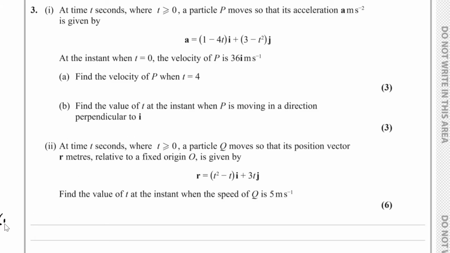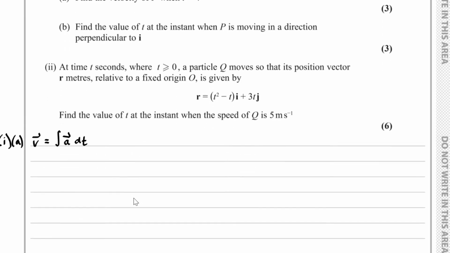So to do this question, we would have to recognize over here the way we can relate acceleration and velocity is through integration. So the velocity is equal to the integral of the acceleration with respect to time. So we will be integrating the acceleration function 1 minus 4t in the I direction and 3 minus t squared in the j direction.